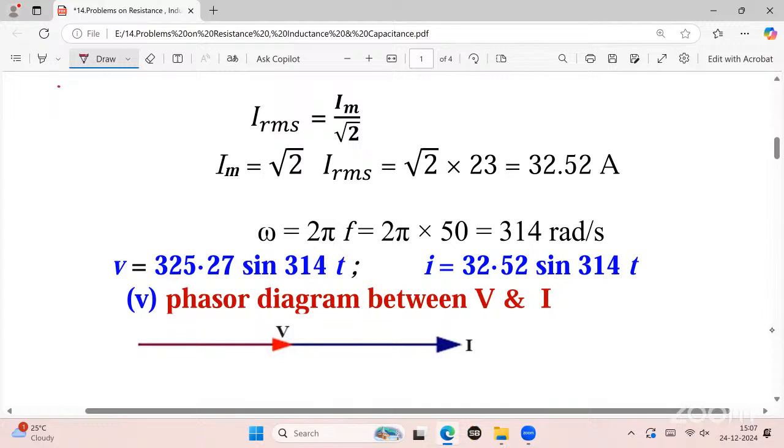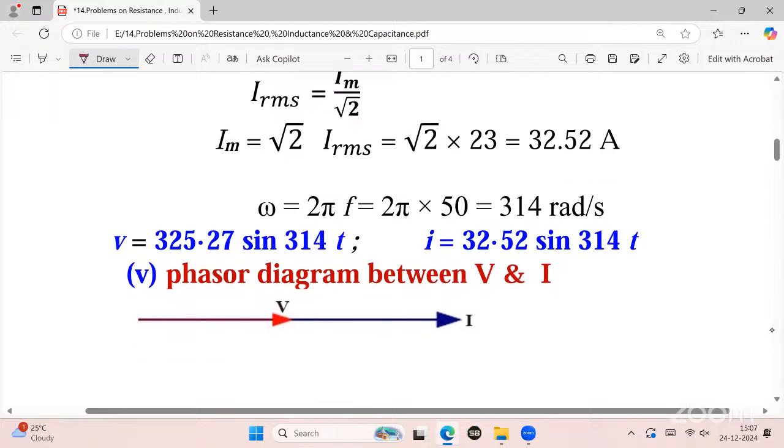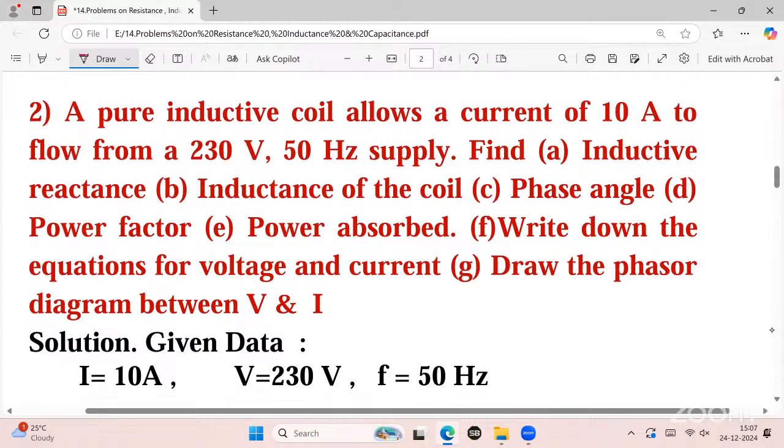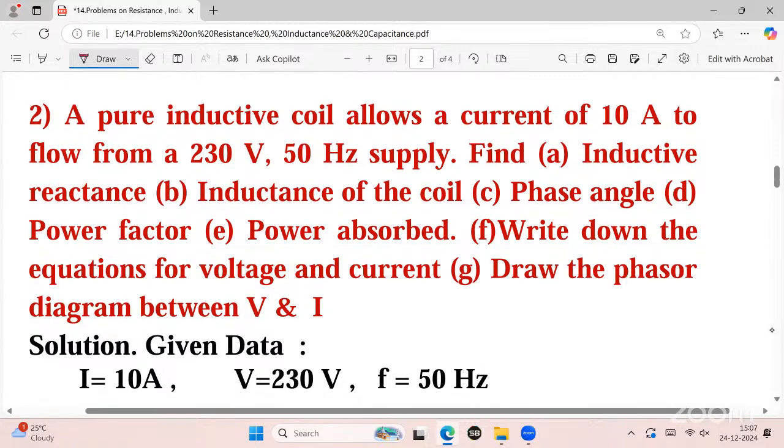Next, problem 2. Inductance. Pure inductance. What is power? 0. Why is it 0? No resistance, assumption. No resistance means no heat. Impossible case. Pure inductive, second problem. Problem 2.